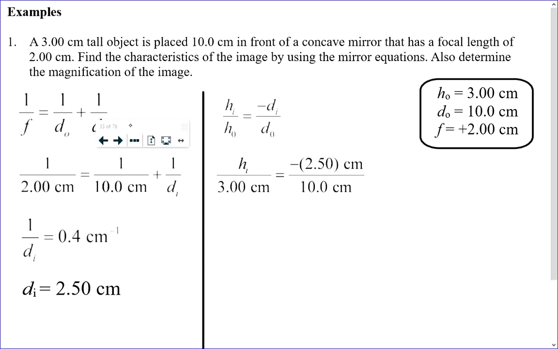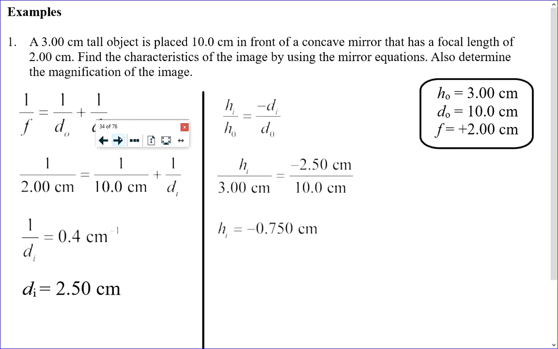We cross multiply here. It's not a big deal. You're going to take 3 times negative 2.5 and divide by 10, and by my count, that's going to give negative 0.75. So, yeah, that's good because di was positive, hi is negative.